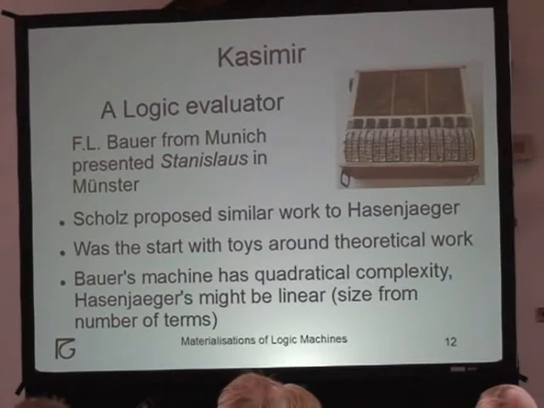This was a logic machine. We still have to analyze it because I suspect that his design is linear with the size of terms, whereas Bauer's is quadratic with the size of terms. I will say a bit more about complexity later on. Interestingly, when you double the size of the term, you have four times the effort in electronics.